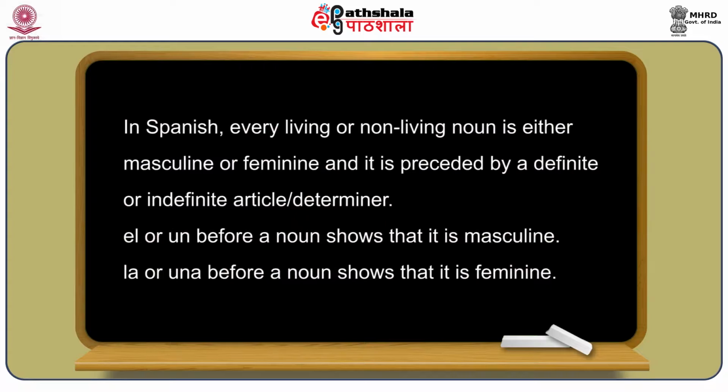So the definite article or indefinite article in Spanish will be el or un before a noun. So you use el or un before a noun which is masculine, and you can use la or una before a noun which is feminine.